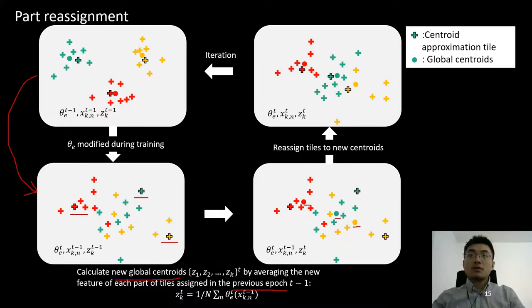Now we can then reassign tiles to new centroids. And then we can select the new approximation tiles based on this new assignment. This iteration goes on and on during the training. Usually this T minus one and the T is one epoch.